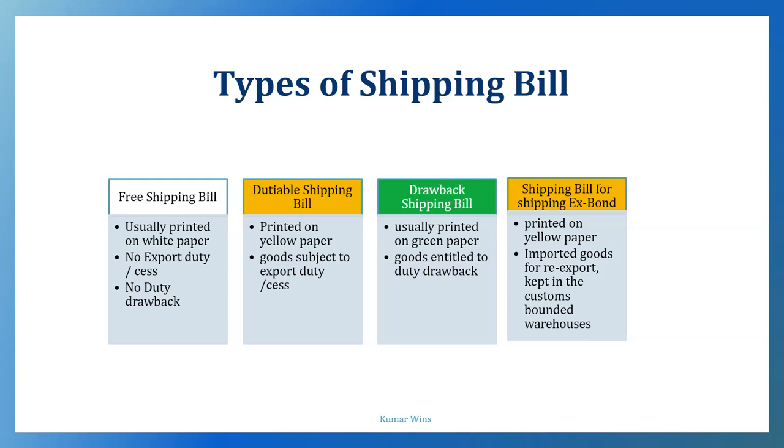So what is free shipping bill? Free shipping bill is usually printed on white paper, and in this case there is no export duty or cess, there is no duty drawback. It's free shipping bill. Now coming to dutiable shipping bill, here goods are subject to export duty or cess, and dutiable shipping bill is printed on yellow paper, just like shipping bill for shipping ex bond. And the third one is drawback shipping bill. Drawback shipping bill is usually printed on green paper, and the goods are entitled to duty drawback.